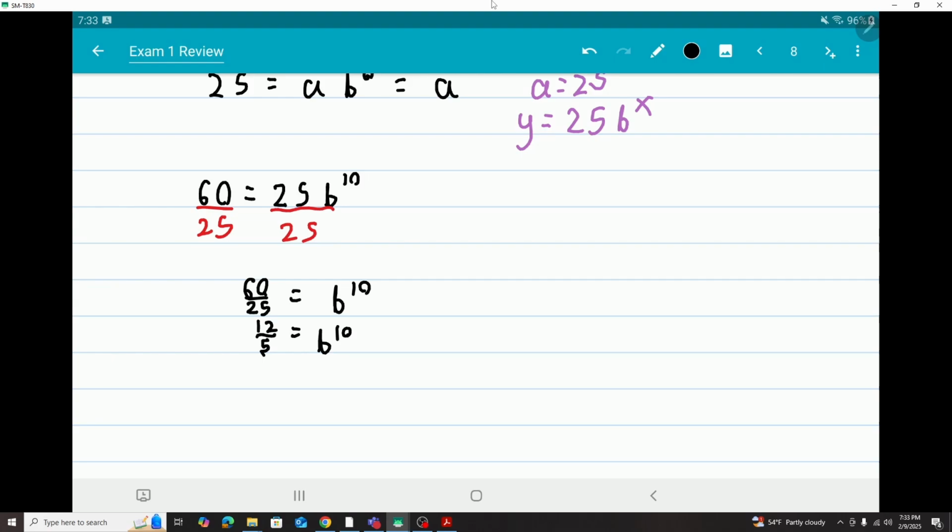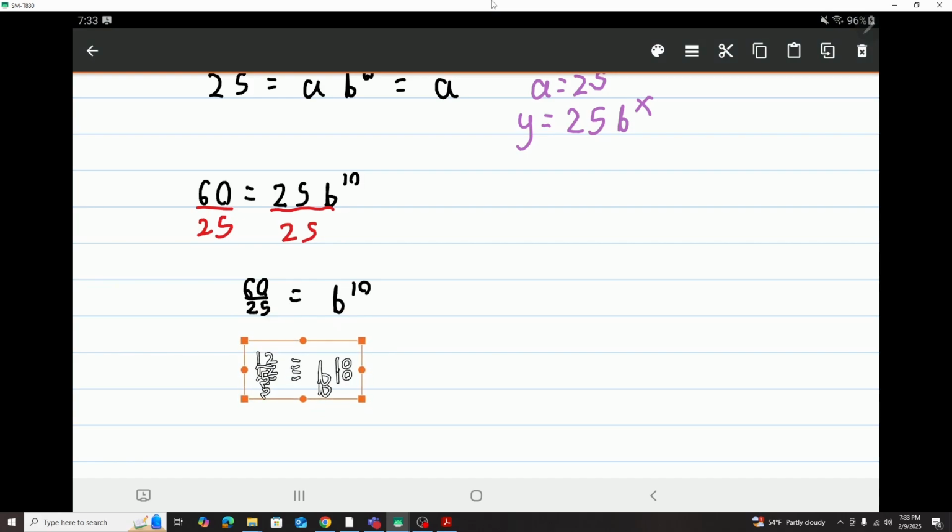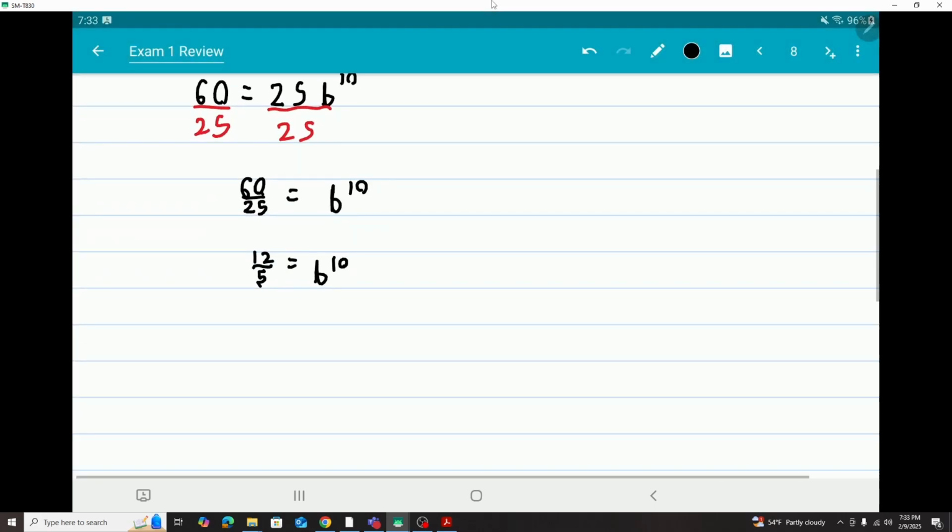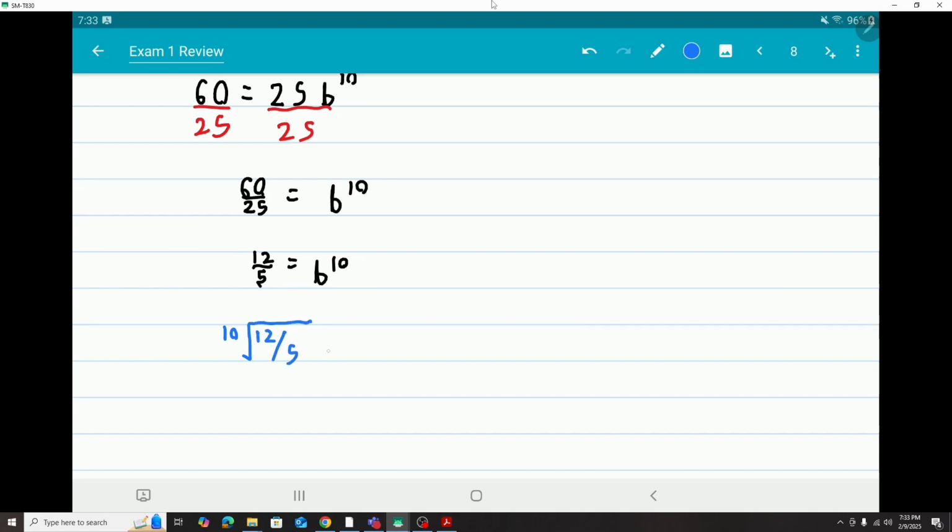b to the 10th. Now 10 is a weird power, but anytime you have something to a power and you want to get rid of it, you just take the root of both sides. So I take the 10th root of 12 over 5 is the 10th root of b to the 10. Sorry, there's a little error my tablet's been having. It's very determined to have a long one there.